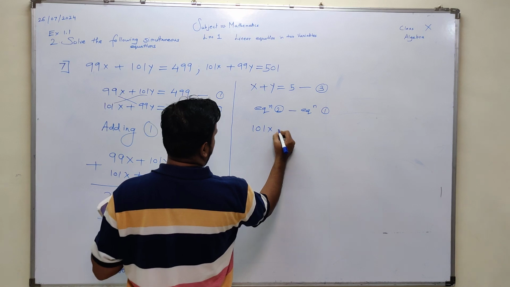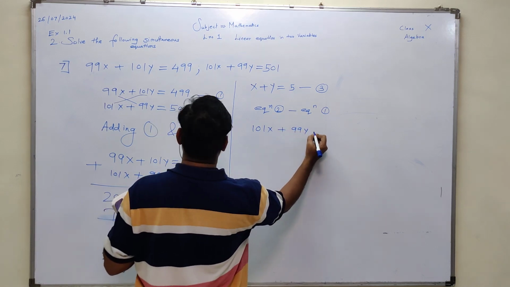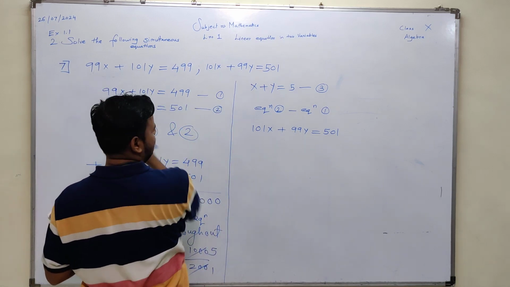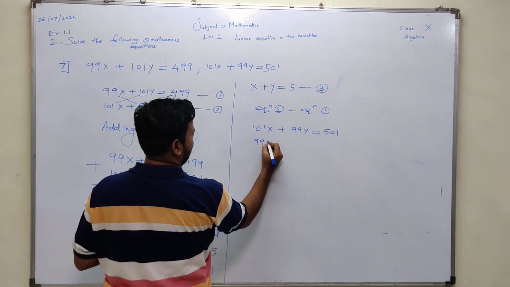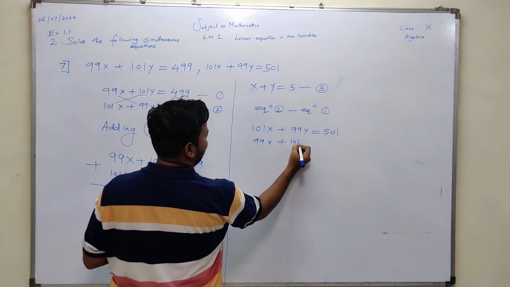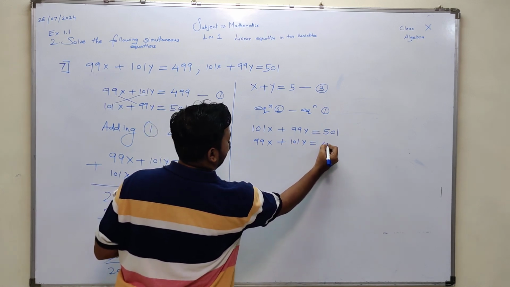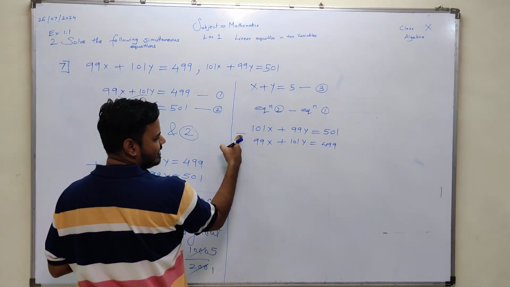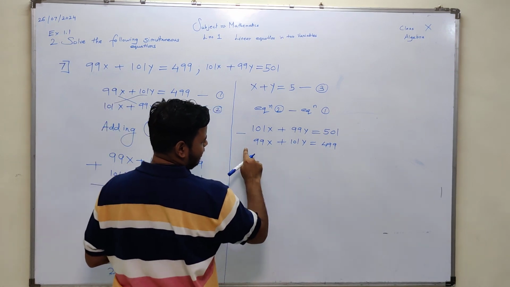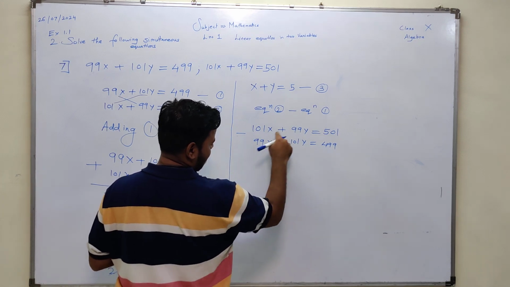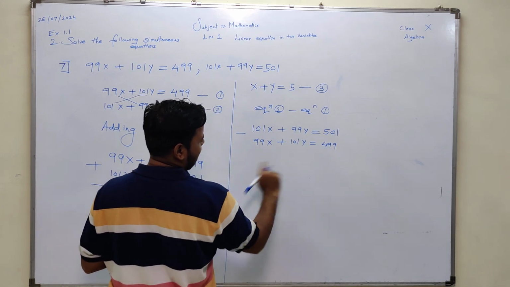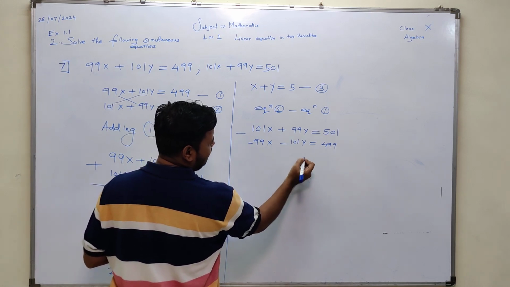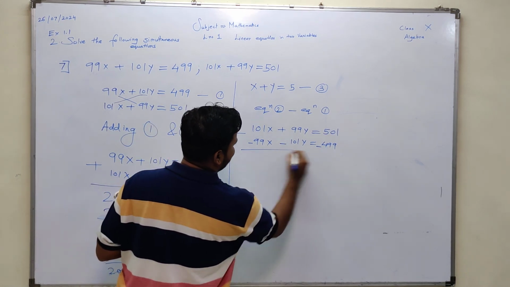101x plus 99y is equal to 501. Below that I will write the first equation, that is 99x plus 101y is equal to 499. Now do subtraction, so I will write here minus. All the signs in the equation which is below the first equation will change. This plus will become minus, this plus will become minus, and this plus will become minus.